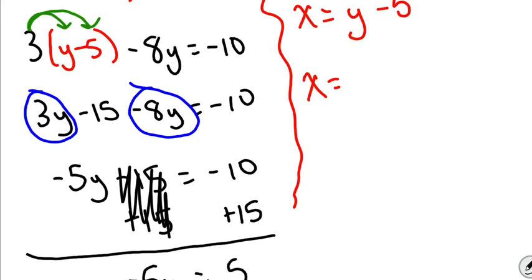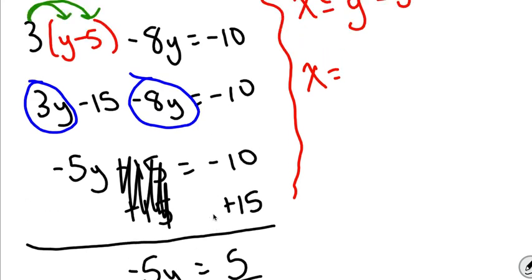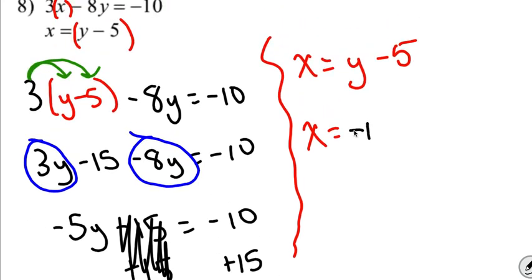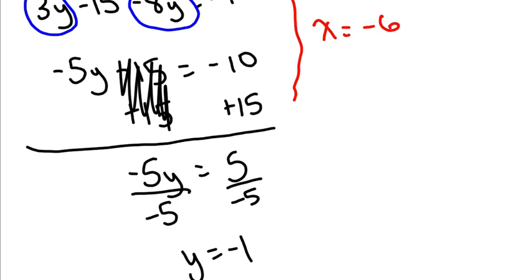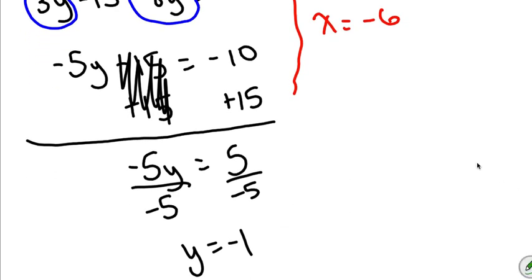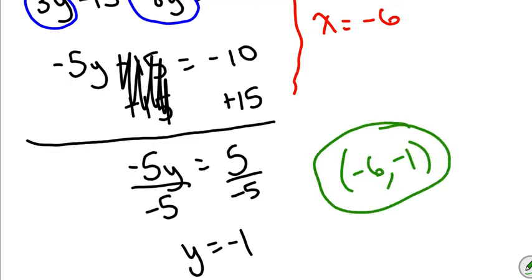So y was negative 1. So y is negative 1. Then I'll bring down my negative 5. I break out my calculator and I say negative 1 minus 5 is negative 6. So now I'm ready to write my final answer as a point. X value always goes first, y value is second. There's your final answer.